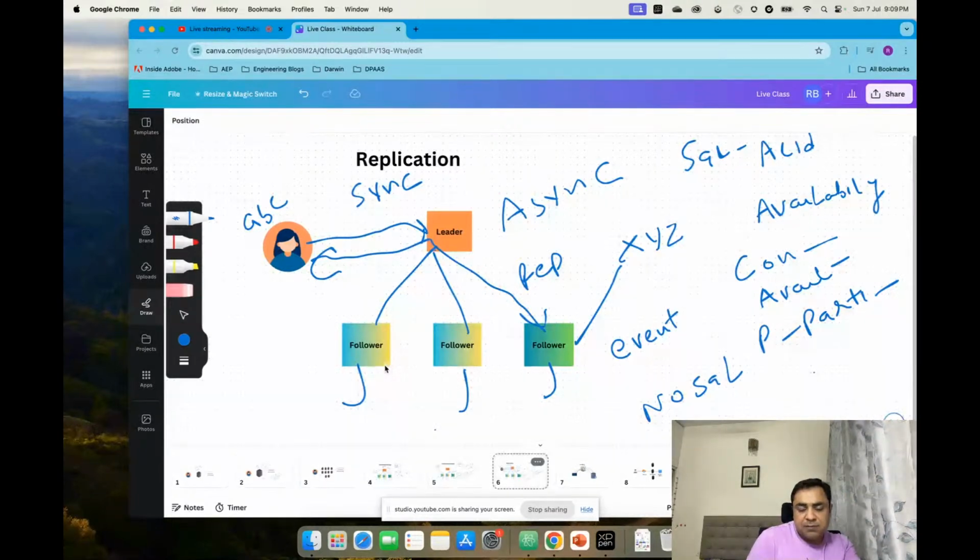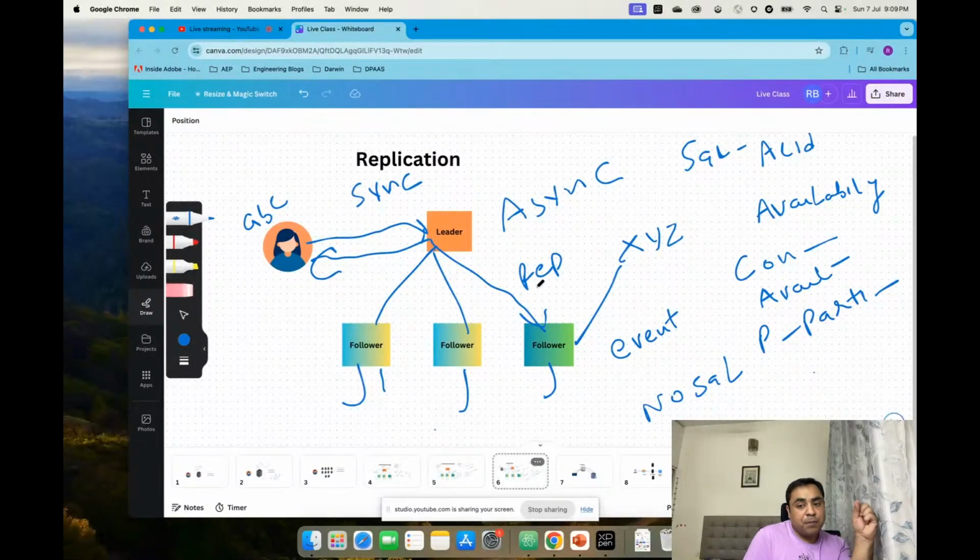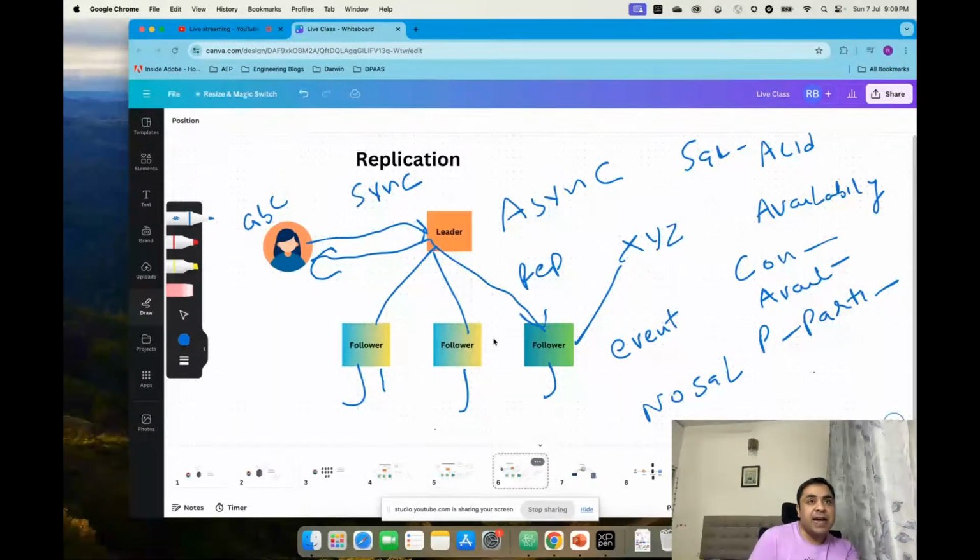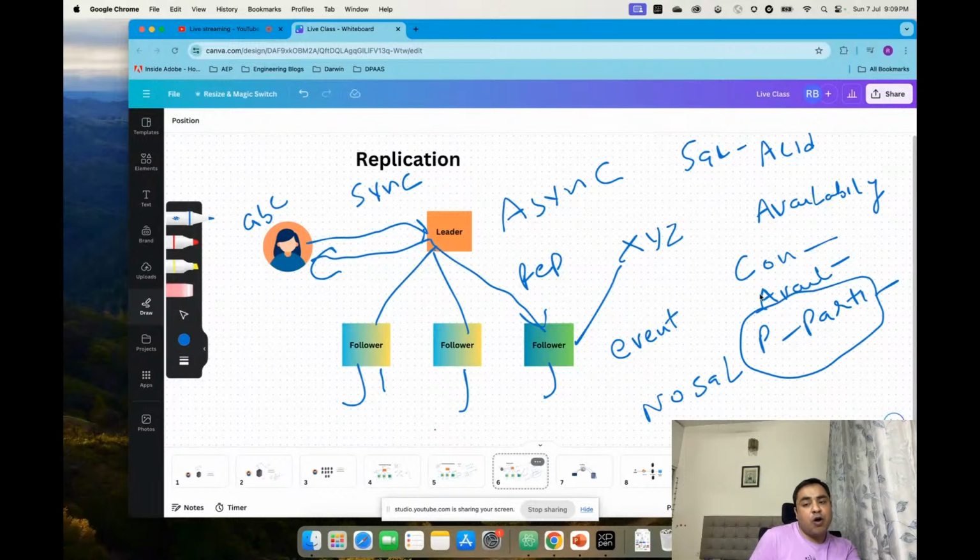That means if this particular follower goes down, it doesn't mean that my system will not work. Whosoever was reading from this follower might now read from another follower, but my system will still keep on working. So partition tolerant means if one of my nodes goes down, the system will still keep on working. That means in NoSQL databases, my P would always be there. Now I have to choose between C and A.